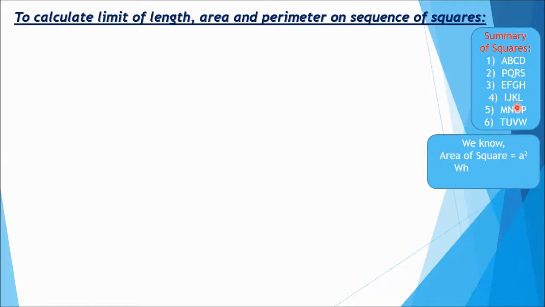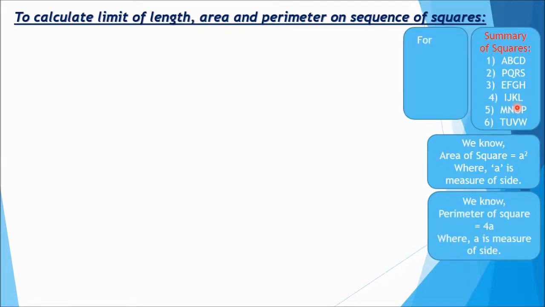Is a square, where a is the measure of the side. We need the area to calculate the perimeter of a square, and also we need a formula to calculate the length of the squares which are inside the square. The length of the square inside the square, which is drawn by joining the midpoints of the previous square, is equal to a by root 2. You know this. Now let's see the calculation table.